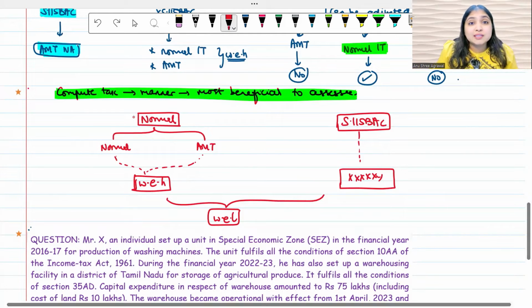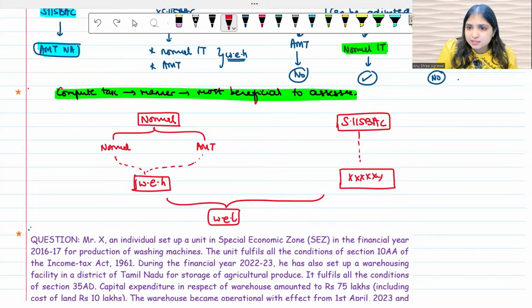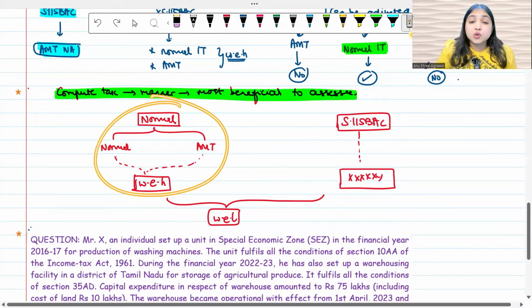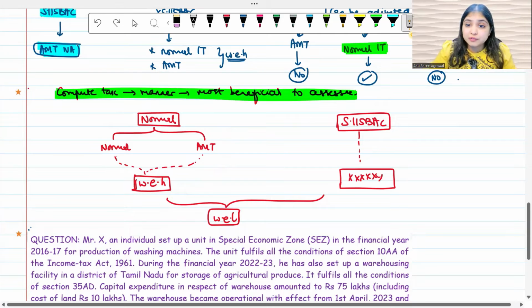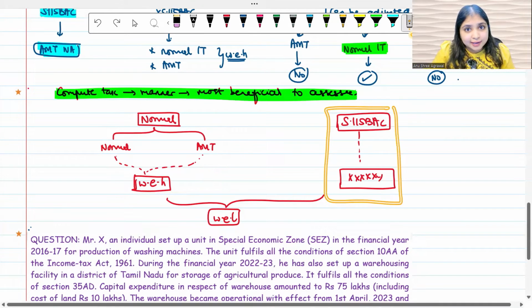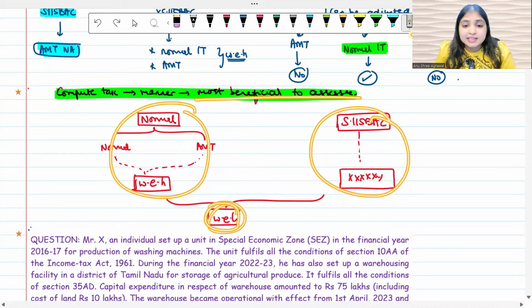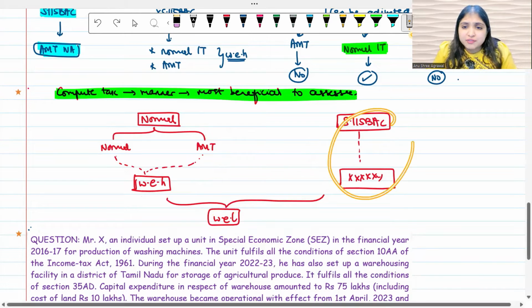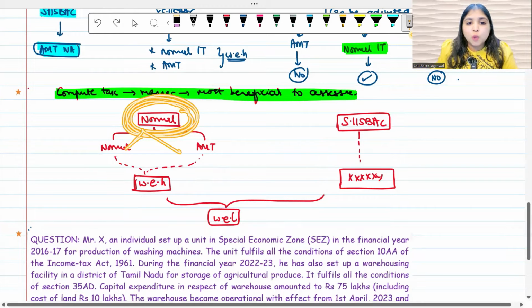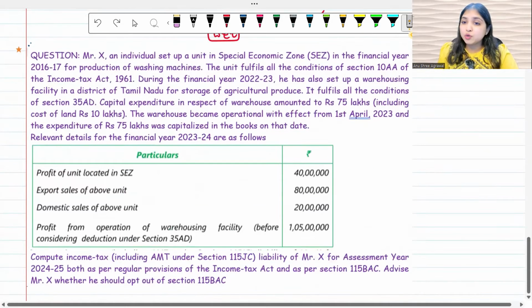See, if they tell you that the assessee has opted out of 115BAC, then you will do just this calculation. If the question tells you the assessee is following 115BAC, you will do just this calculation. But if they say compute tax in a manner which is most beneficial for the assessee, which means as per normal or as per 115BAC, whichever is lesser, that's going to be the most beneficial. So 115BAC, fine. Normal, hereafter, whenever you do under normal, you will do normal or AMT, whichever is higher. Okay, now keep this in mind and have a look at the question.